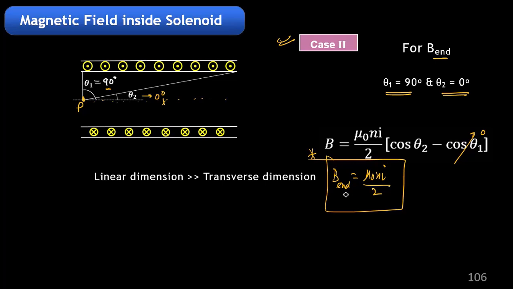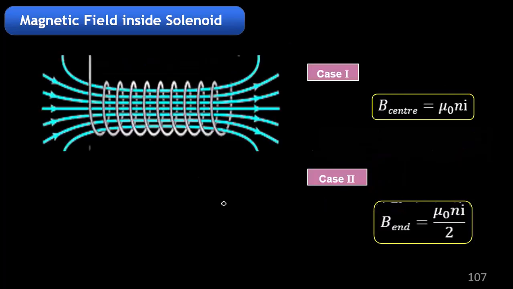At the end point, it is equal to mu naught n i by 2, and at the center, it is equal to mu naught n i. That means the magnetic field is more or less constant inside, and there is only a slight variation at the edge. At the center, it is mu naught n i. At the end, it is equal to mu naught n i by 2, and this is for the ideal solenoid.